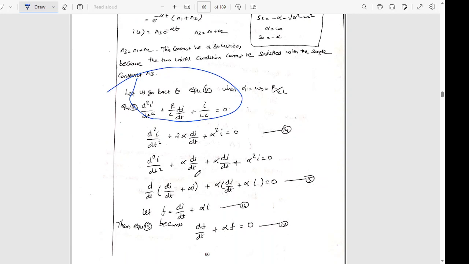So this can be written as d square i by dt square plus this 2 alpha di by dt written as alpha di by dt plus alpha di by dt plus alpha square i equal to 0. From the first two, I am going to take d by dt outside. We will get d by dt of (di by dt plus alpha i) plus alpha times (di by dt plus alpha i) equal to 0. So I am going to consider this di by dt plus alpha i as f. So equation 15 can be written as df by dt plus alpha f. Just write down the equation numbers, because we'll be referring to them in the future. So df by dt plus alpha f equal to 0, this is what we got.